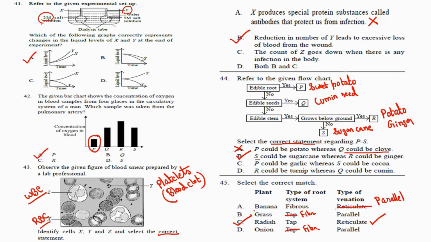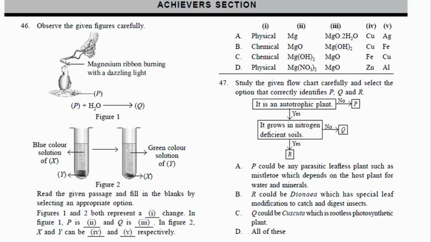Okay. Now we have come to the achiever section, question number 46. So in question number 46, you can see there is a figure. In this figure, you can see the person is holding something. This is a magnesium ribbon that is burning with a dazzling light. And here in P, we have the ashes of the magnesium, right?